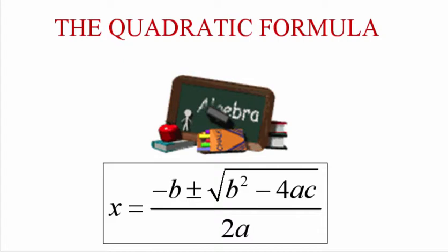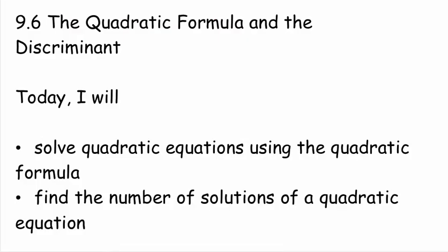Hey guys, today we're going to refresh ourselves on the quadratic formula and the discriminant. So you'll see here on this slide that the quadratic formula is x equals negative b plus minus the square root of b squared minus 4ac, all of this divided by 2a. And I'm going to show you how I'm going to do a lot of this on my calculator, but not all of it. So the objective for today is to be able to solve quadratic equations using the quadratic formula and find the number of solutions of a quadratic equation.